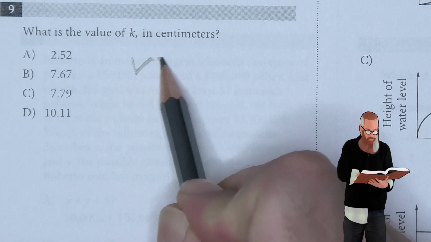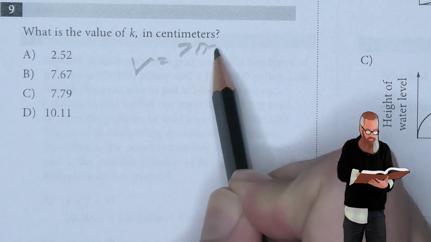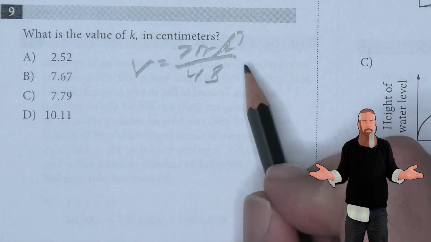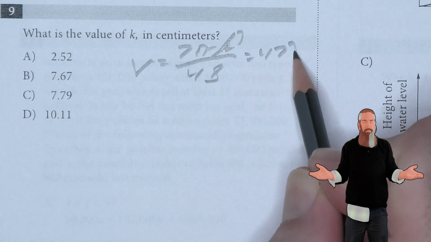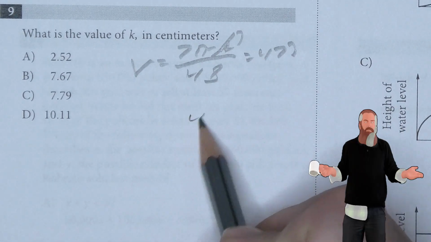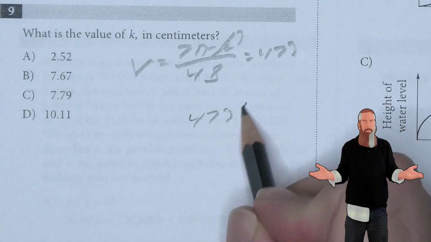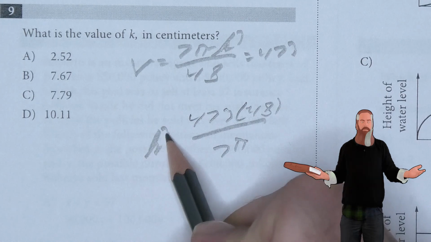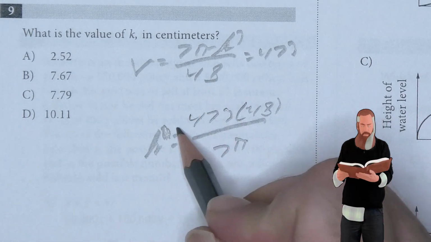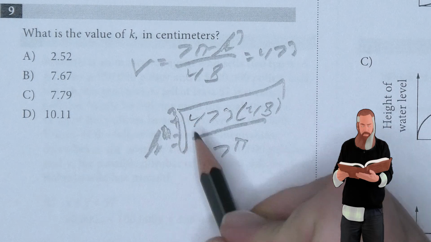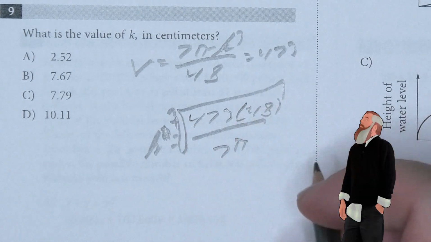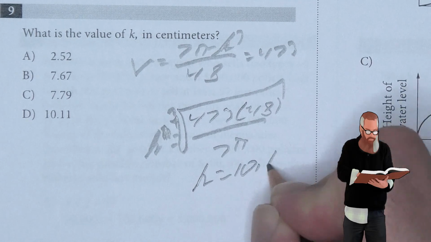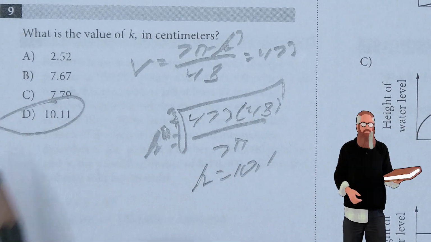Now we know that the volume is equal to 7 pi K cubed over 48. We also know that the volume is 473. So 473 times 48 divided by 7 pi would give us K cubed. So let's get rid of that cubed and ask what is the cube root of all of these numbers. Luckily, we get to use the calculator here, so K is 10.11, which means D is the answer.